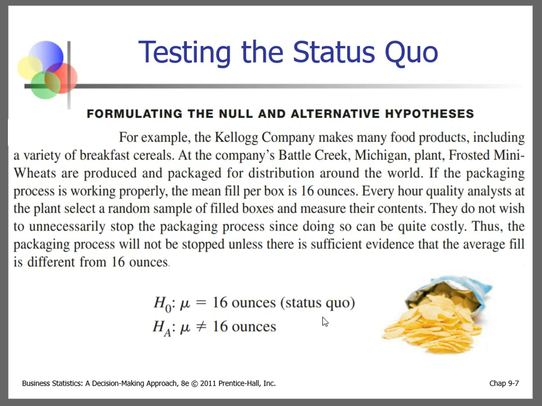The null hypothesis, where the mean fill per box is 16 ounces, is reasonable because the line supervisor would assume the process is operating correctly before starting production. As long as the sample mean is reasonably close to 16 ounces, the analyst will assume the filling process is working properly. Only when the sample mean is seen to be too large or too small will the analyst reject the null hypothesis, or the status quo, and take action to identify and fix the problem.